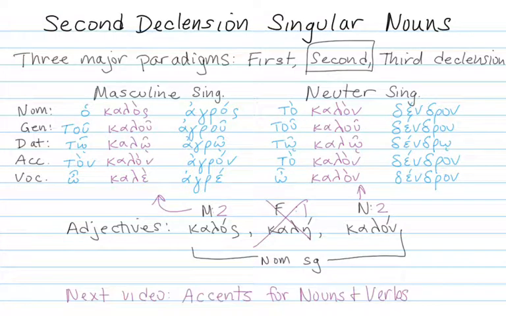So now, as promised, let's go to the next video to learn why some of those accents changed from acute to circumflex. See you in a minute.